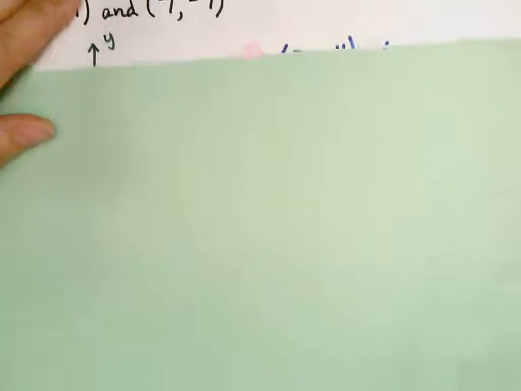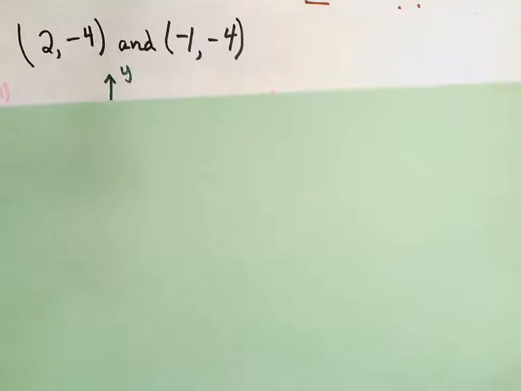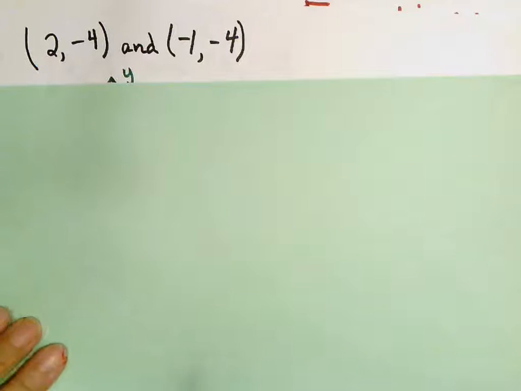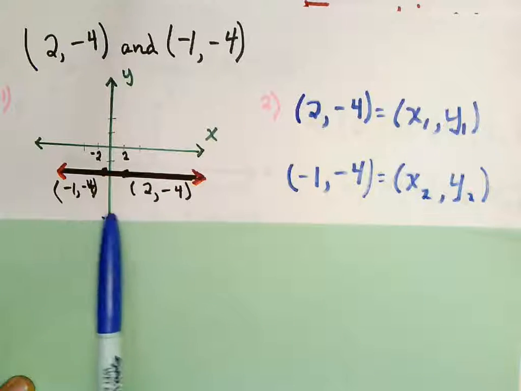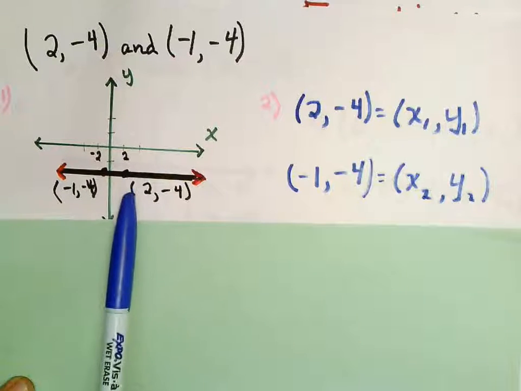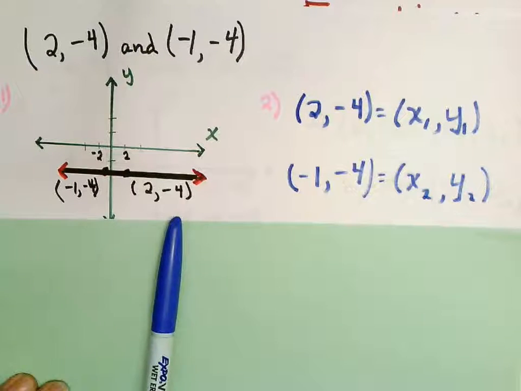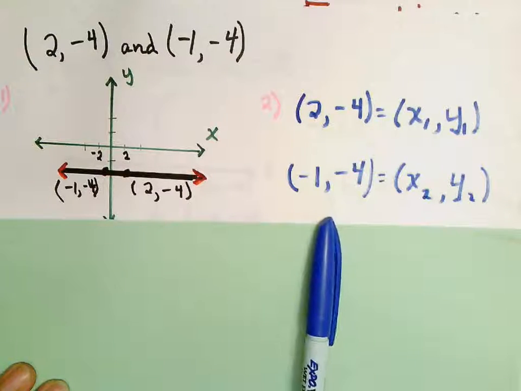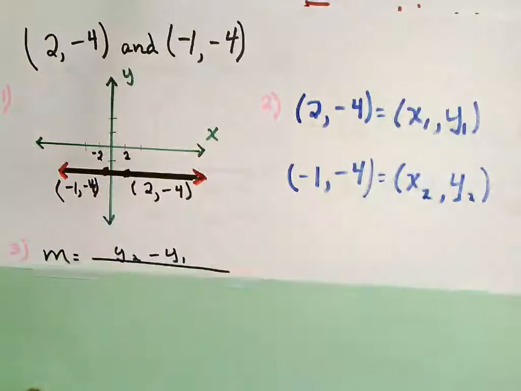Let's look at a third example. Here, let me move this so you can see it. Here we have our 2 points: 2, -4 and -1, -4. We draw our XY plane. We plot our points 2, -4 and -1, -4. We connect the dots. We have here a horizontal line. And we label our points, X sub 1, Y sub 1, X sub 2, Y sub 2.